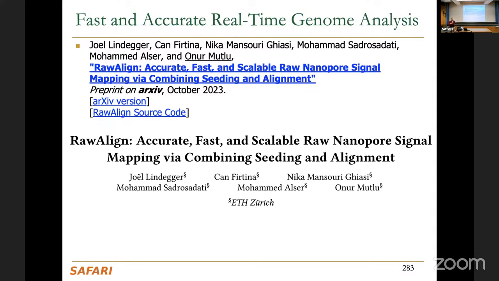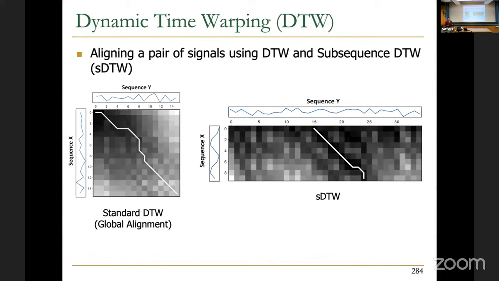But what we can also do is perform alignment between those signals. And this is basically what RowAlign is doing. RowAlign is essentially, after finding the similar regions using RowHash between a series of signals, can we also align these signals to each other? So aligning will actually tell us even more accurate results, because alignment is a more accurate analysis than just identifying the similarities based on hash value matches.